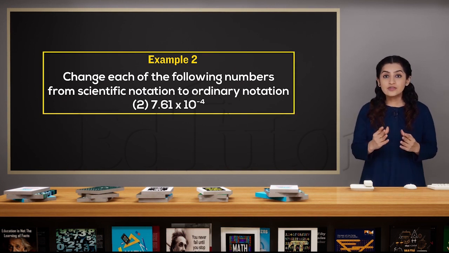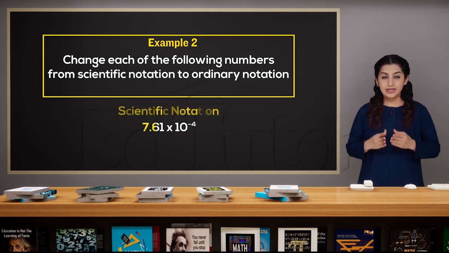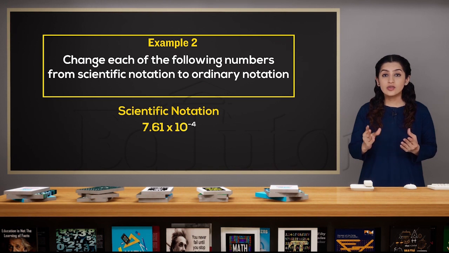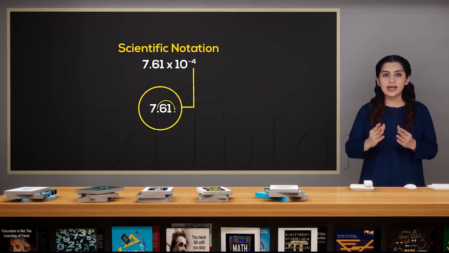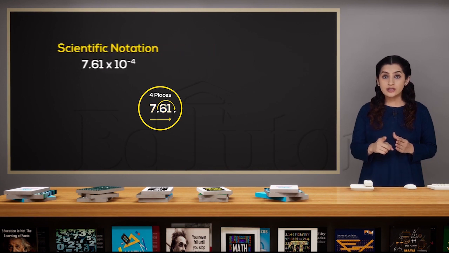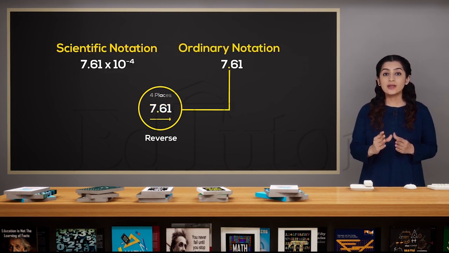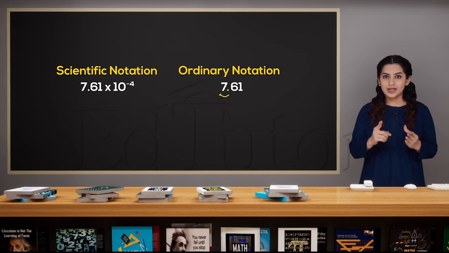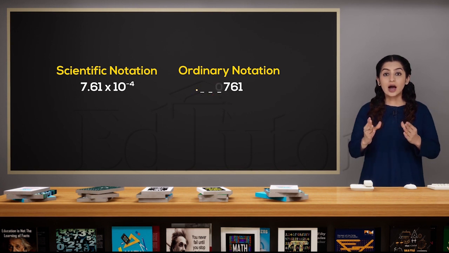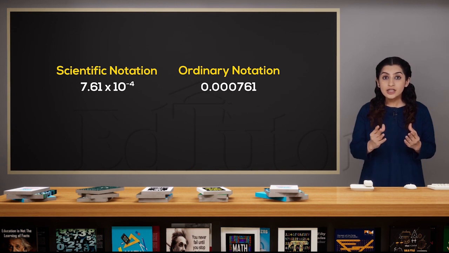Let's now look at a scientific notation with a negative exponent. In 7.61 into 10 raised to the power negative 4, the negative exponent shows us that the decimal point would have moved rightwards to obtain this scientific notation. To reverse the process, we shift the decimal point 4 places to the left. Count with me. 1, 2, 3 and 4. And after filling in all the missing places with zeros, we obtain the ordinary notation 0.000761.